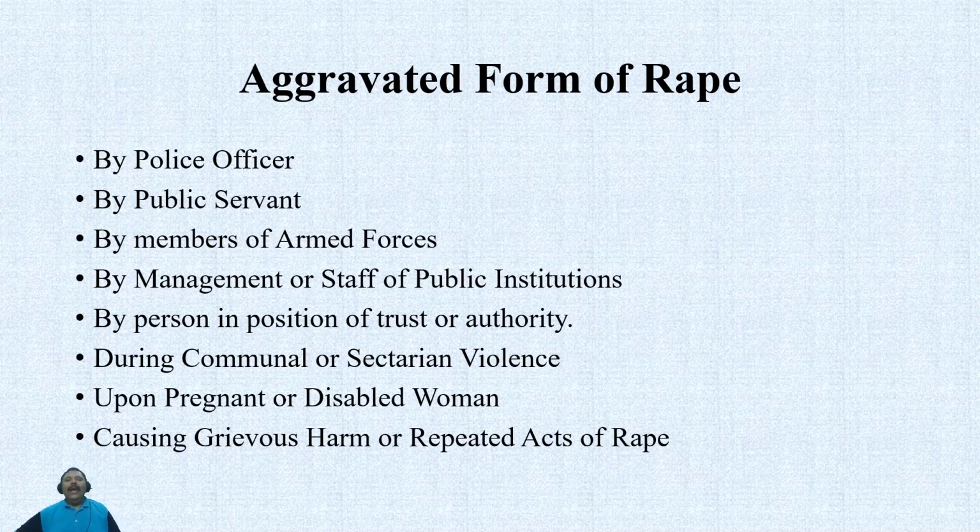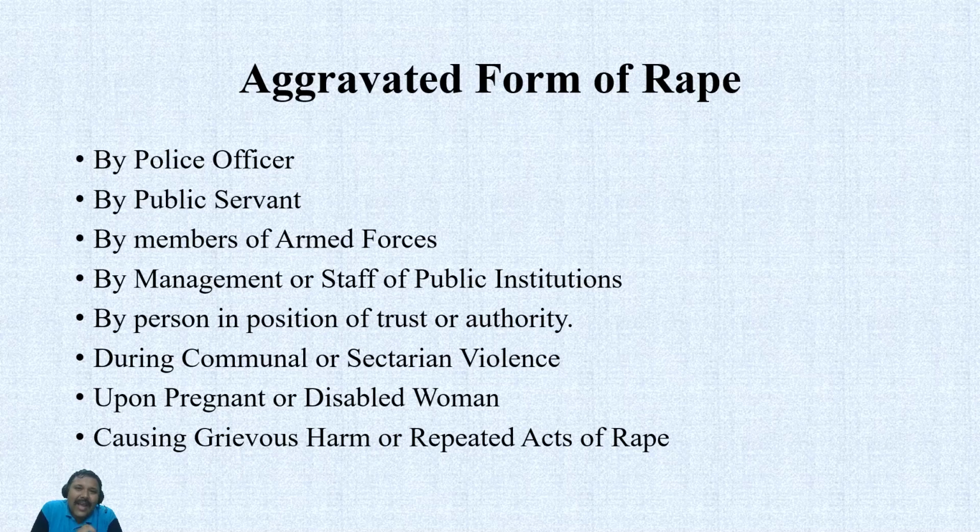Then we have, obviously, as it is clear, a pregnant or disabled woman. If a person commits rape on a pregnant woman, that is even more heinous. That's obviously a very heinous act because of obvious reasons. And if he commits the act on a woman who has some physical disability, if she is differently abled, that is also considered a very heinous act of rape, because obviously there is no need to explain the reason. We can all understand why it is an aggravated form of rape.